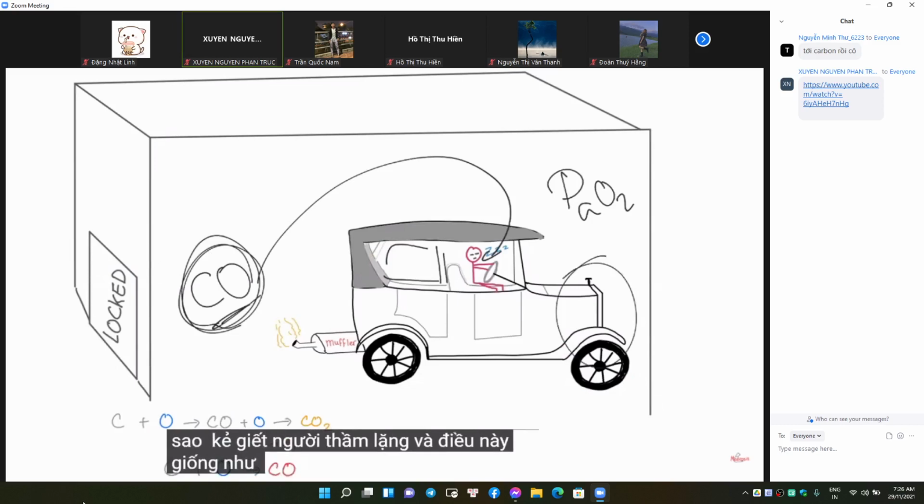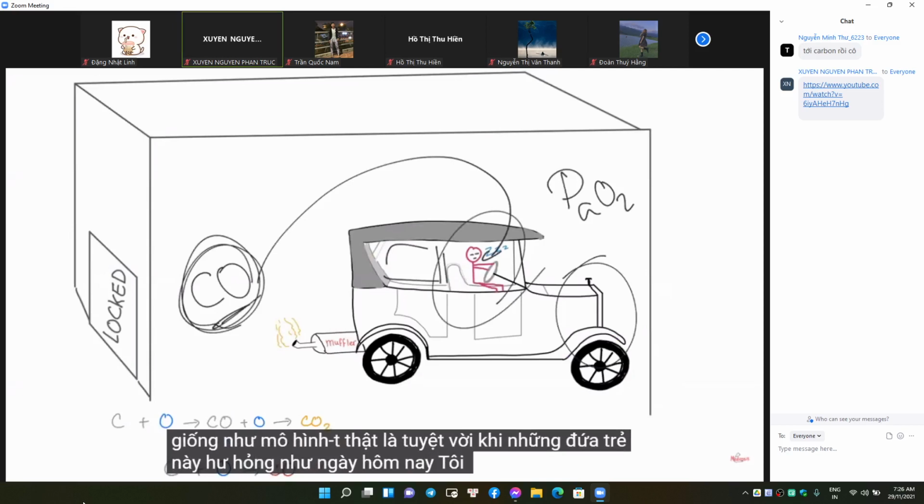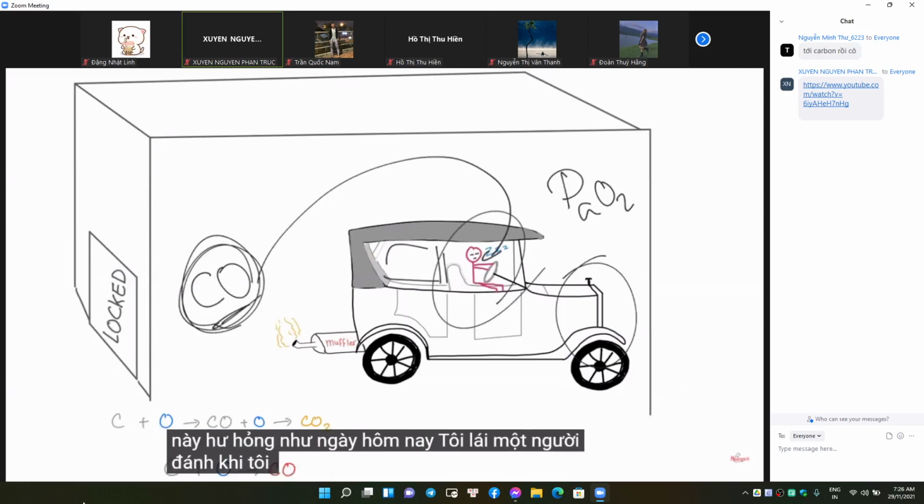And this dad's like Model T is just amazing. These kids are spoiled. Like today, I drive a beater. When I put new tires on my car, I double its value.